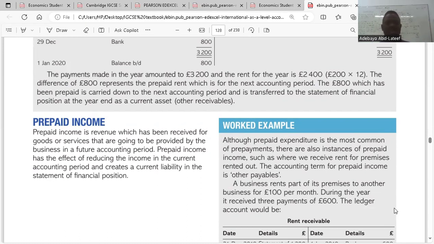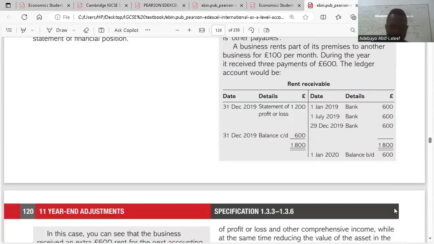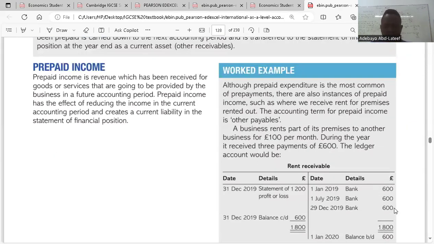So prepaid income is the revenue which has been received for goods or services that are going to be provided by the business in a future accounting period. So how do we prepare these accounts? For prepaid income, here we have an example.